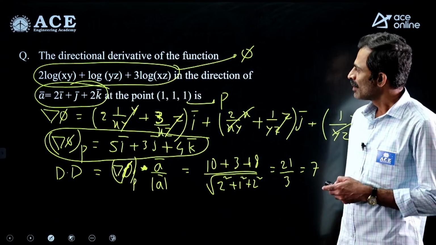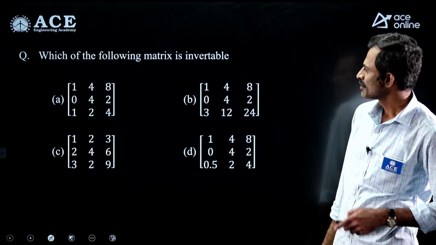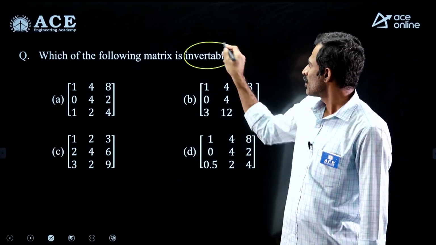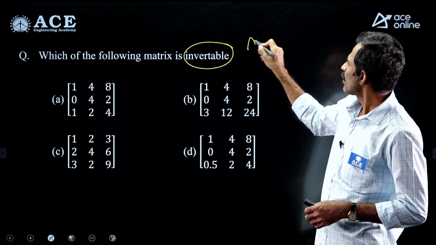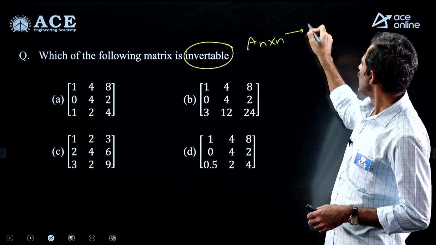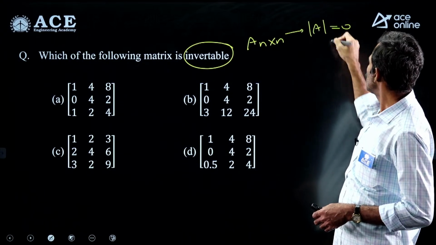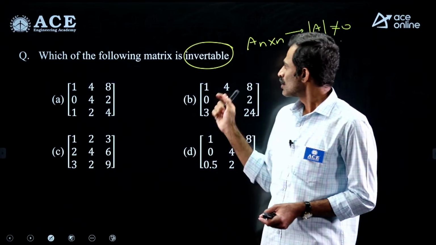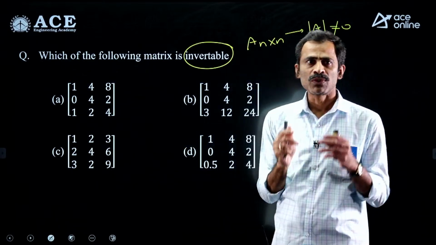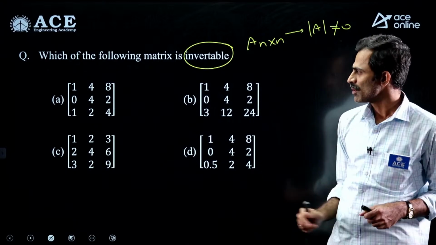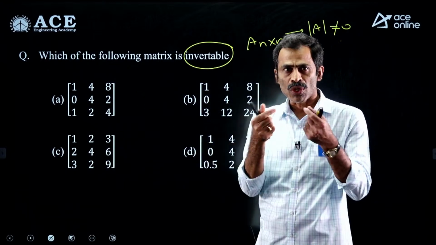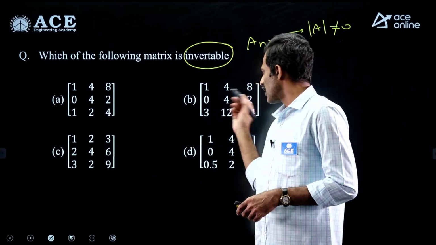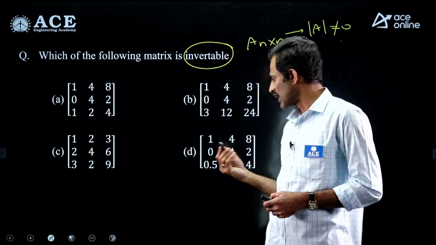Now let us go to the next problem. Which of the following matrices is invertible? First of all, invertible means the inverse exists. For any square matrix, if the determinant is not equal to 0, the matrix is invertible, that is, the inverse exists. So to check whether the matrix is invertible or not, it is enough to check just the determinant of the matrix. For the option whose determinant is not equal to 0, such a matrix is invertible. So we check whether the determinant is equal to 0 or not equal to 0 for each option.